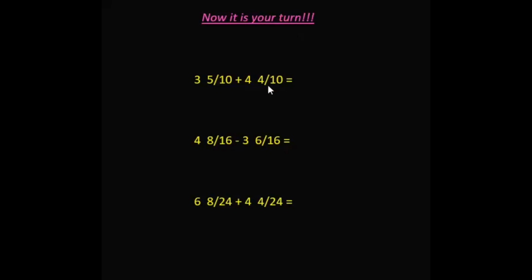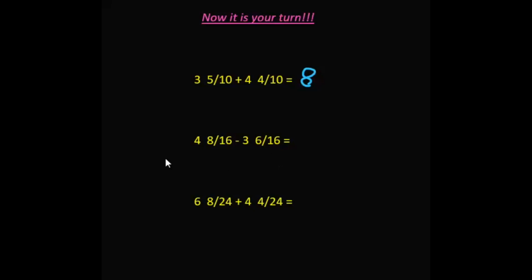Okay, so now it's 3.5 plus 4.5. 3.5, or half plus half equals 1. 3 plus 4 equals 7. 7 plus 1 equals 8. So this equals about 8. The next problem says 4 and 8/16 minus 3 and 6/16. So first let's round first. So 8/16 is exactly half, and then 6/16 is only 2 away from half.